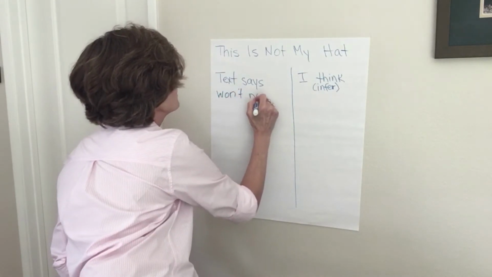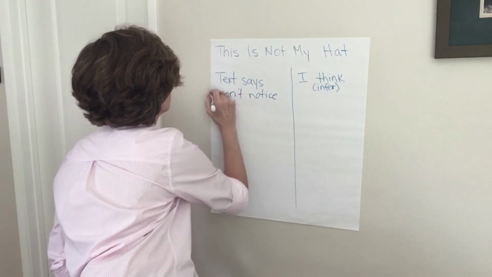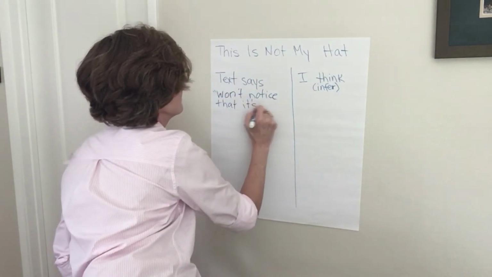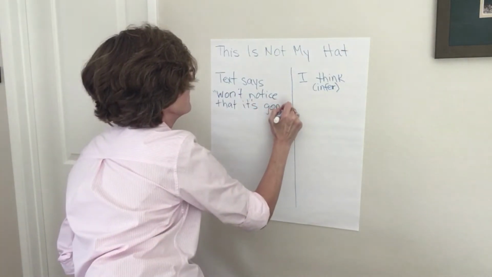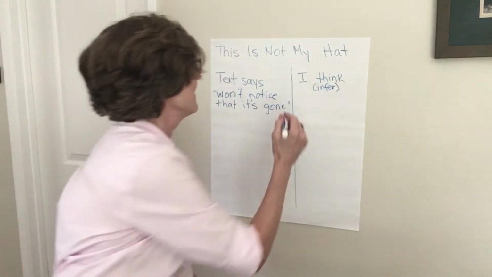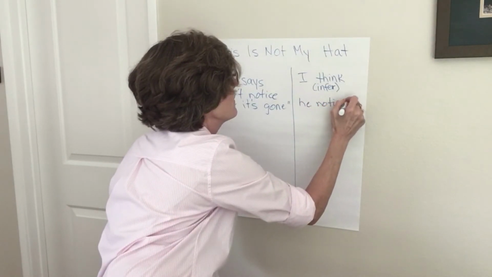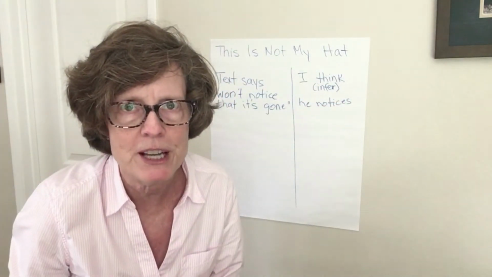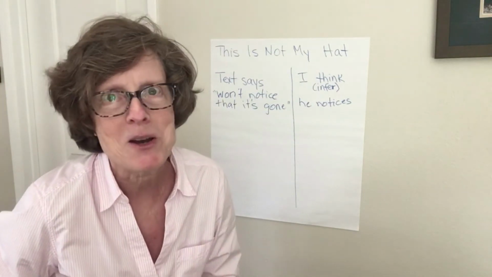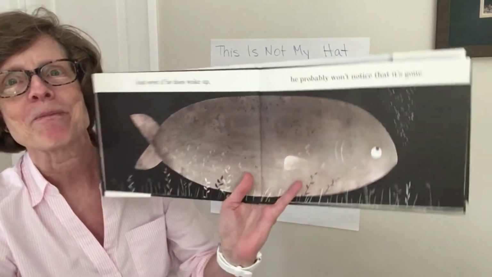Won't notice that it's gone. What's our brain tell us though? He notices, right? He notices. Were there any words to tell us that he notices? No. How do we know? Because of the eyes, right?